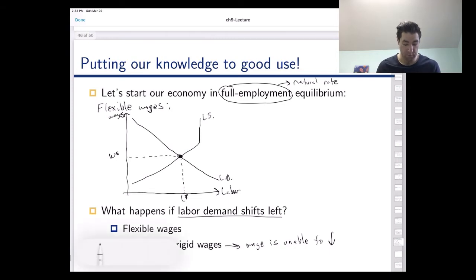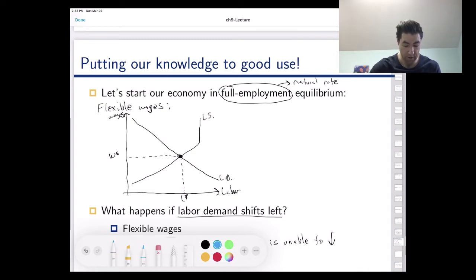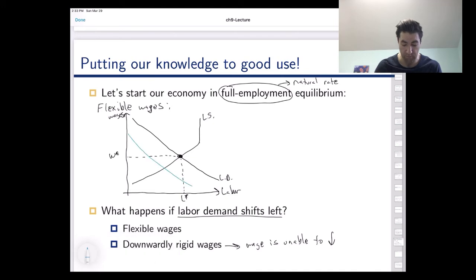And so what happens here, so I'll try to switch colors. We'll go with blue. What happens if the labor demand curve shifts to the left? And we'll look at some reasons why that might happen on the next slide. But labor demand shifts to the left. What happens in equilibrium is that, well, let's see what happens. The wage rate is going to decrease, and equilibrium employment is going to decrease.